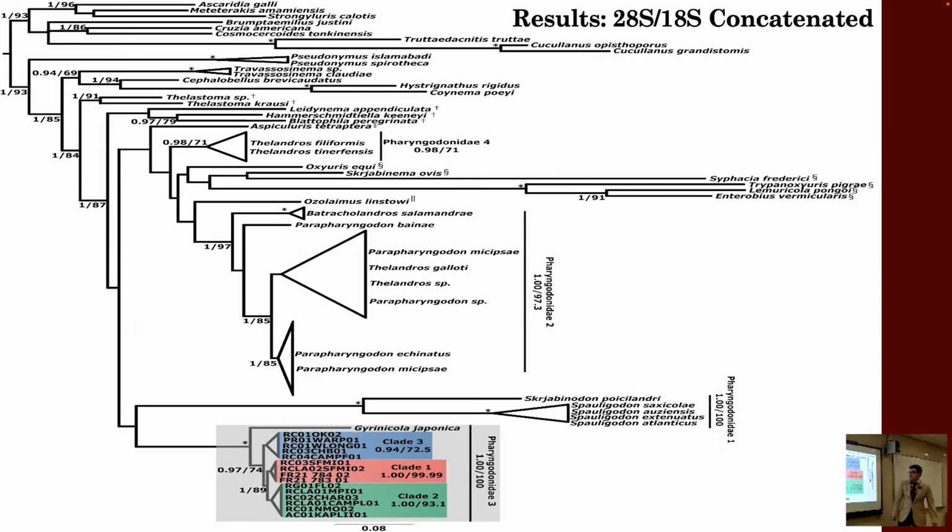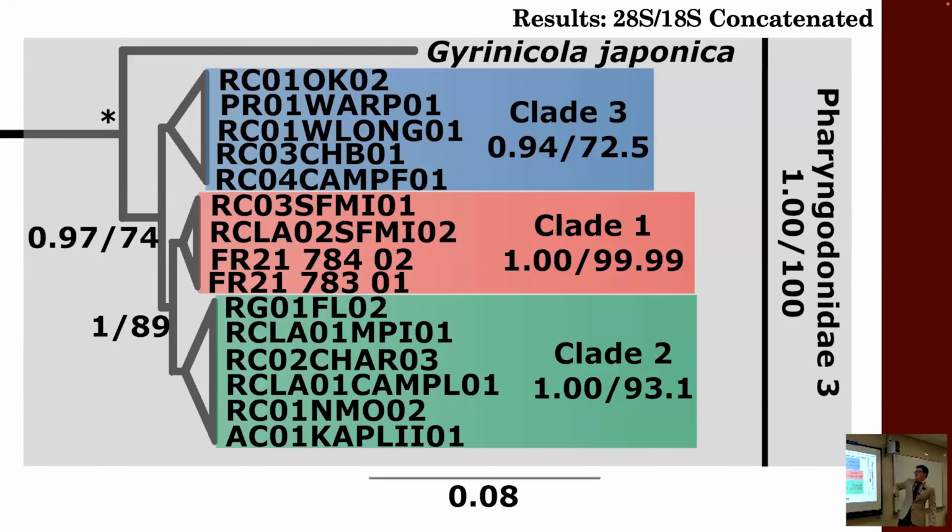So if I zoom in on these guys a little bit here, you can see that there is full support for this group. The Gyrinicola, G. japonica, and what I had here in North America seem to be related to one another, which is great because we've been calling these things Gyrinicola, so they better be Gyrinicola.